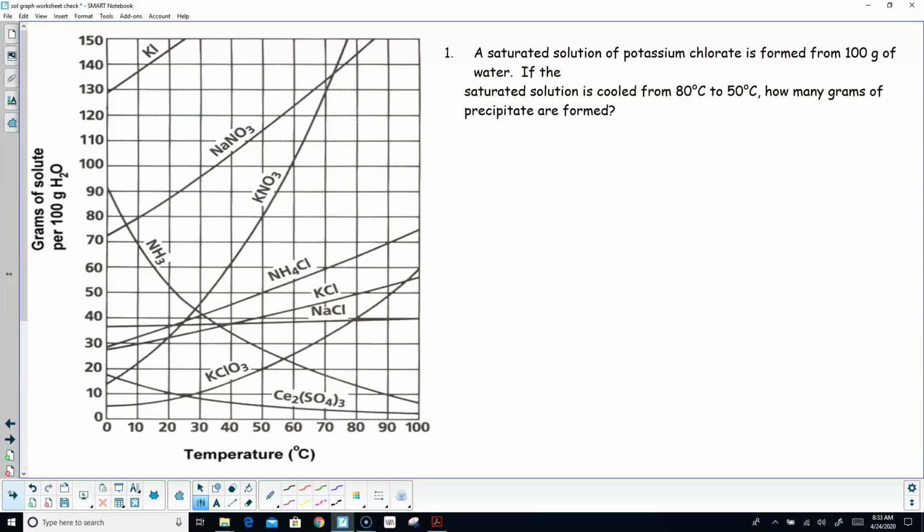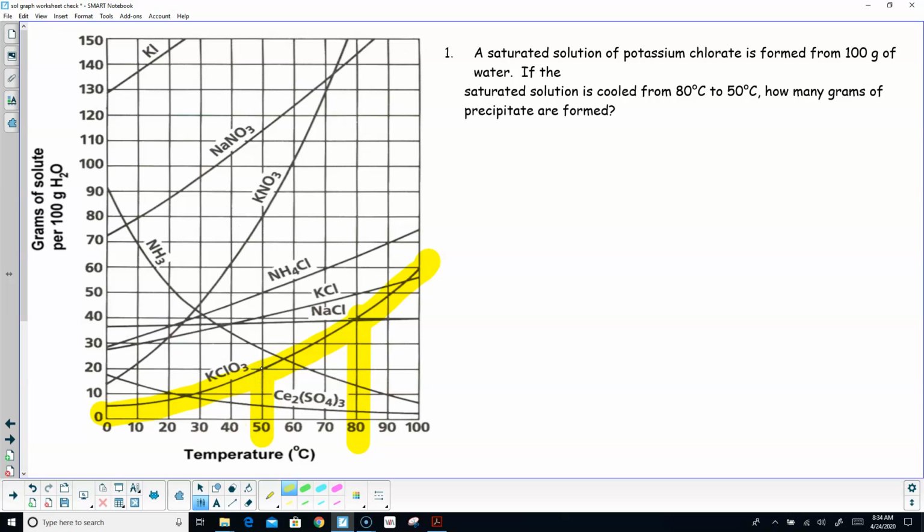Number 6, it says a saturated solution of potassium chlorate is formed from 100 grams of water. If the saturated solution is cooled from 80 degrees Celsius to 50 Celsius, how many grams of precipitate could be formed? Well, let's take a look here. Let's highlight this guy and see. We have potassium chlorate, which is going to be this guy, KClO3. We have two temperatures this time. So we saturated at 80, and then we're going to cool it to 50.